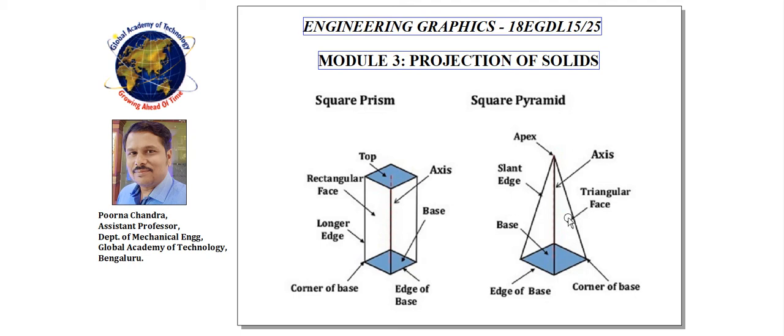Similarly, in a square pyramid, the bottom will be a square, and if you take the midpoint, draw the center axis, and join all corners to the apex, you get a square pyramid. Similarly we have pentagon pyramid and hexagon pyramid also, right? So next we shall go.